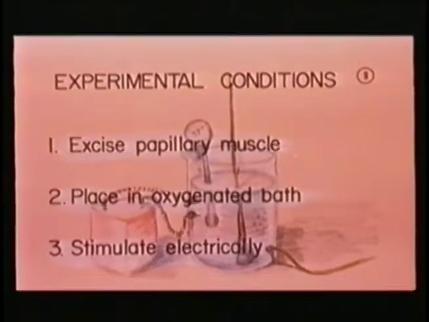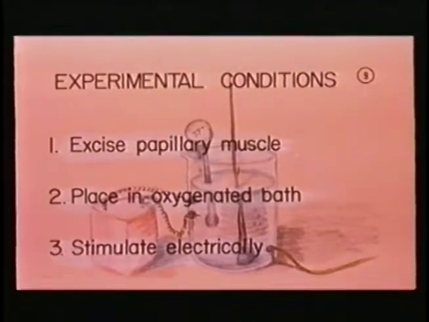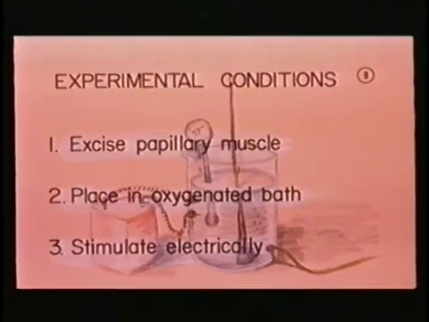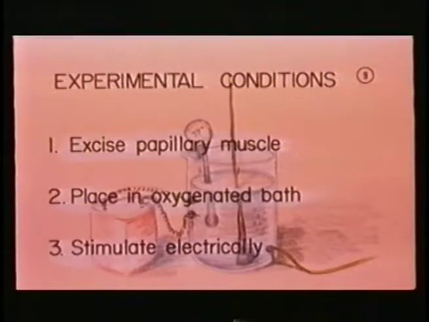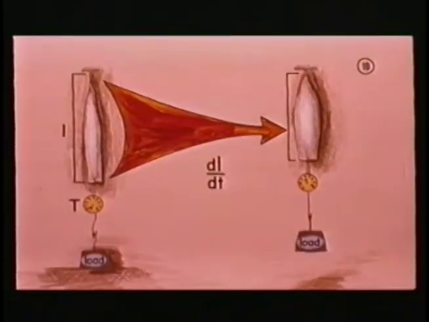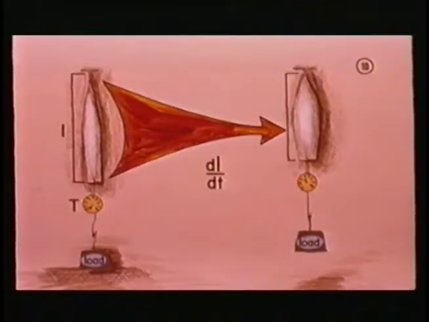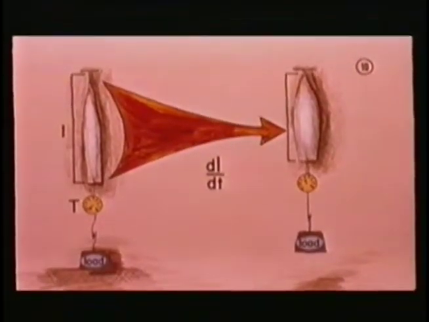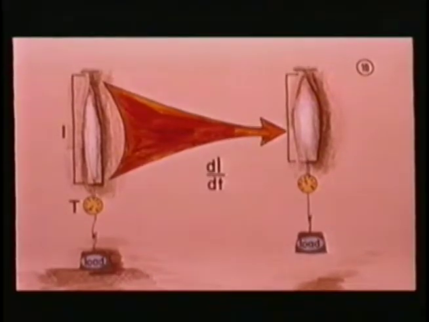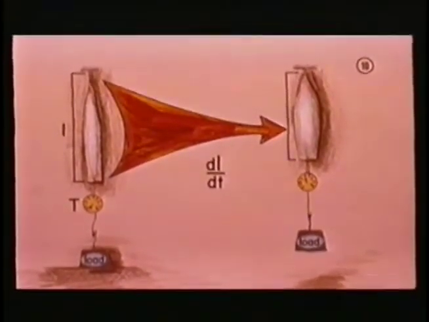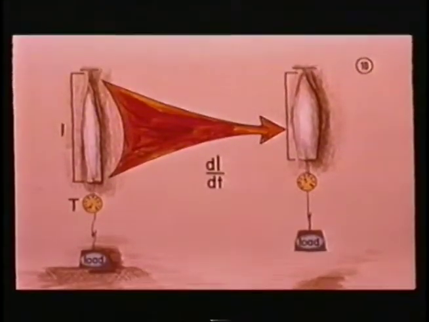Slide 9. Freshly excised papillary muscles are placed in an oxygenated bath and electrically stimulated to trigger contraction. Slide 10. The variables of interest in a stimulated papillary muscle are usually the time course of tension, T, length, L, and rate of change of length, or shortening velocity, dL/dt.